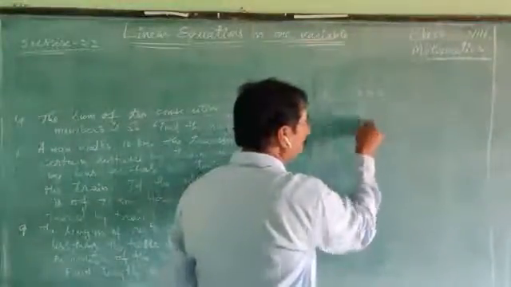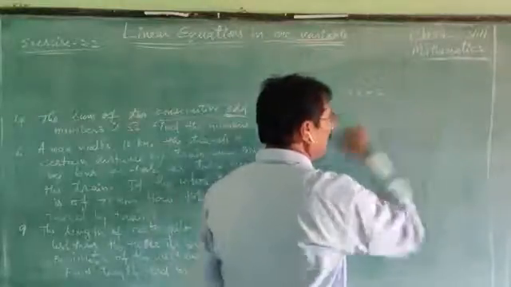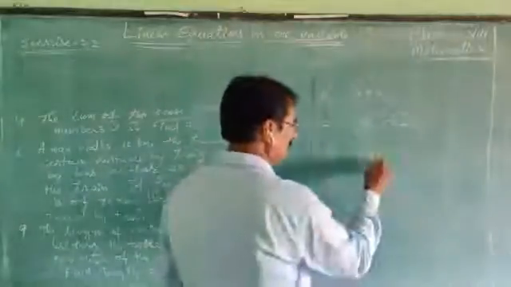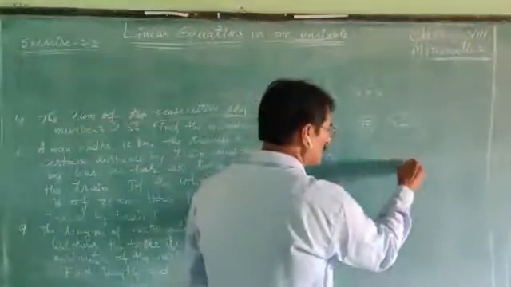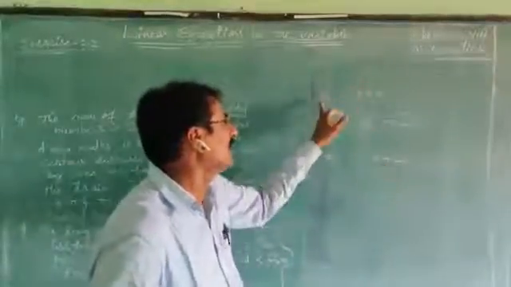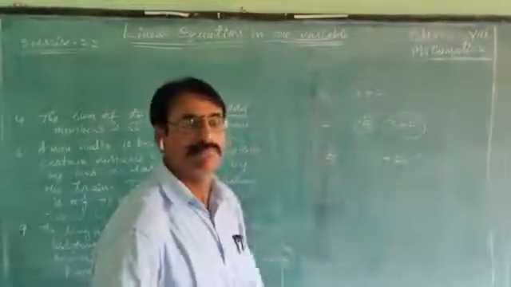3, 5. How can I write 5? 3 plus 2, 5. If we take 5, next is 7. How to write 7? 5 plus 2. That means the next consecutive odd number is 2 more than the number before.